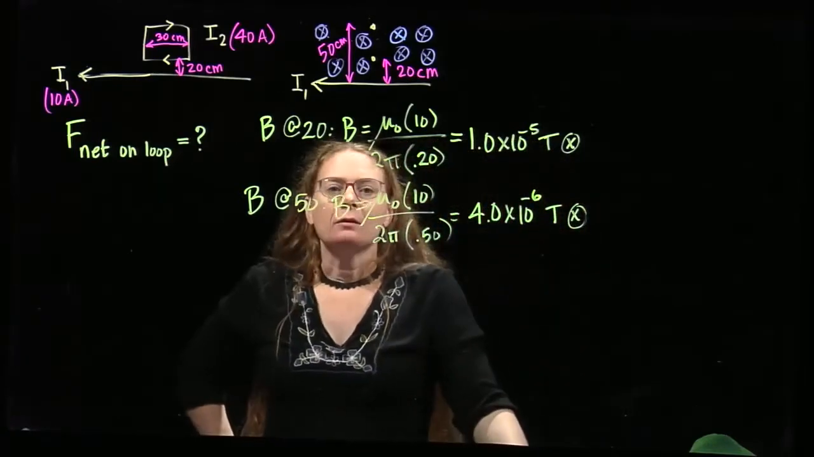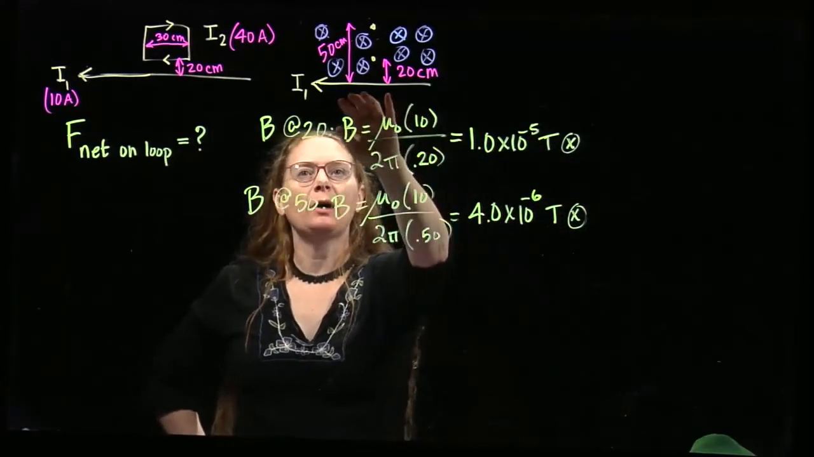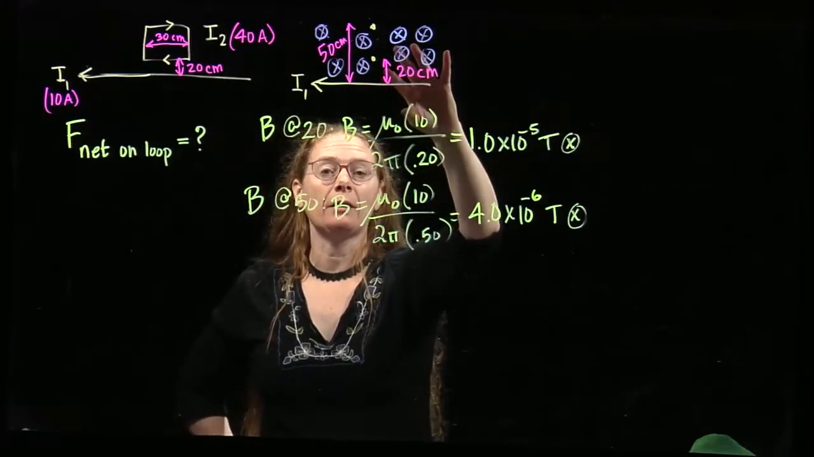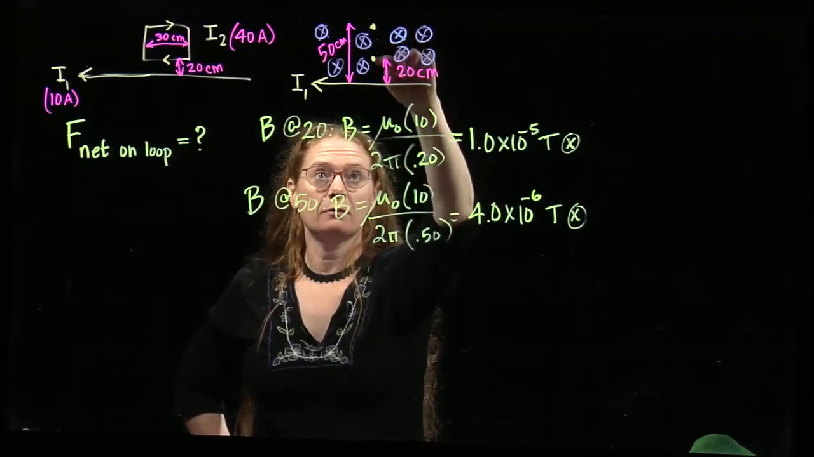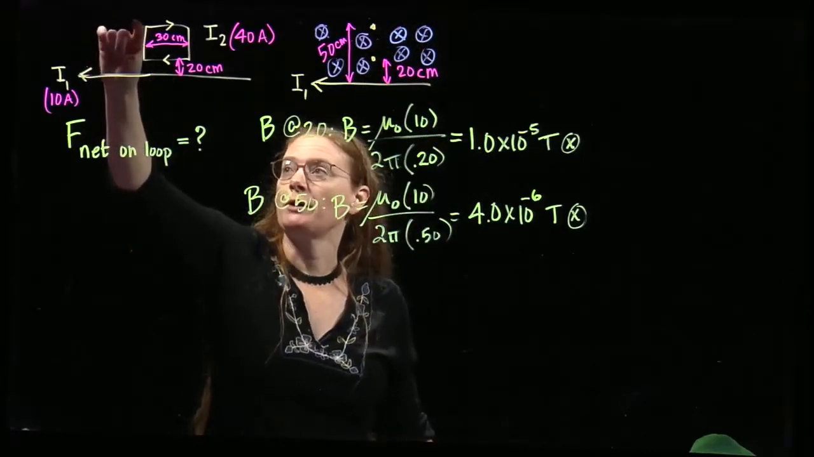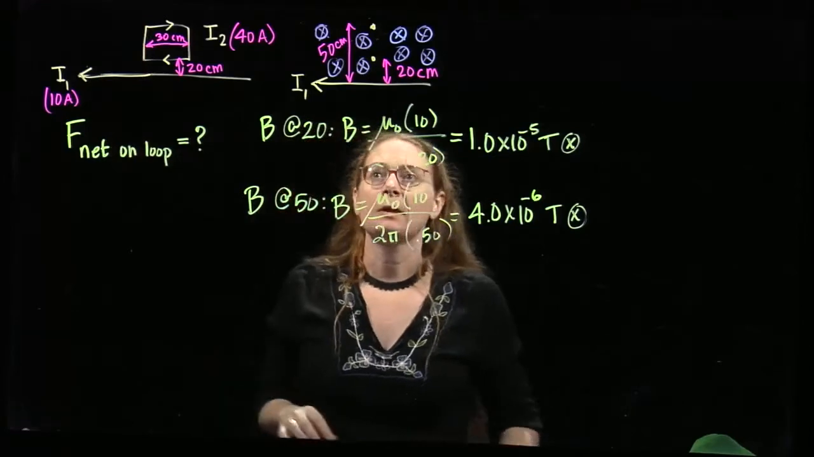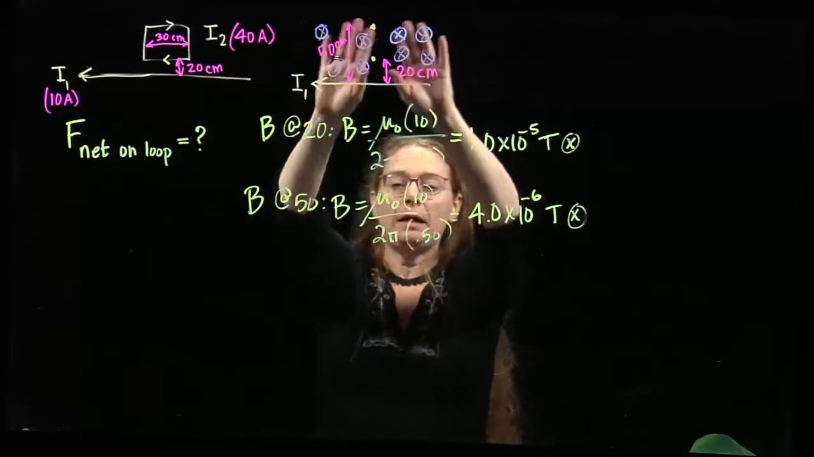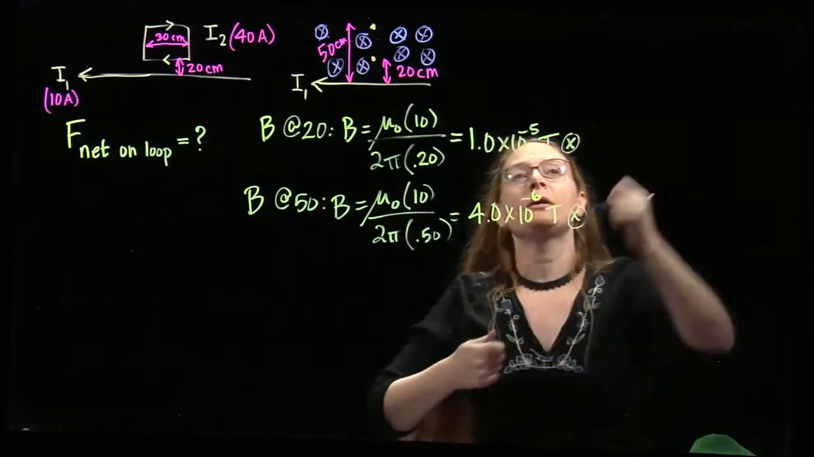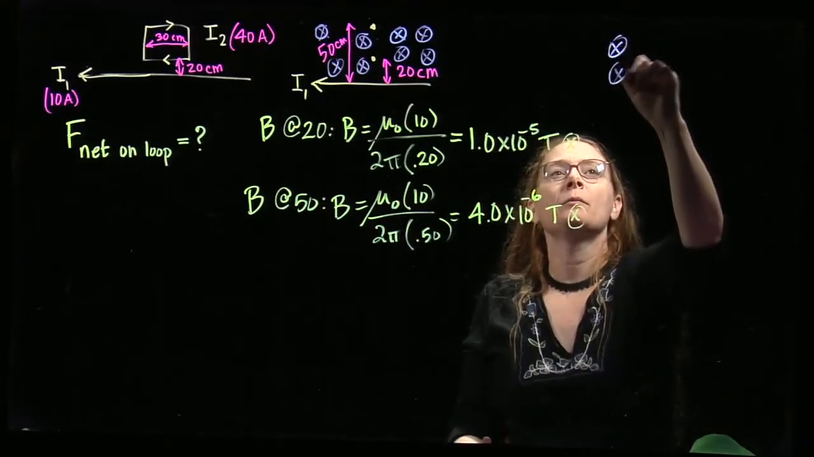Okay. So now I know from current carrying wire number 1 what the magnetic field is at those two places, here and here. And those two places correspond to the points where the loop is. Now I1 has done its job. We're done with I1. Now all I care about is my loop in my magnetic field.